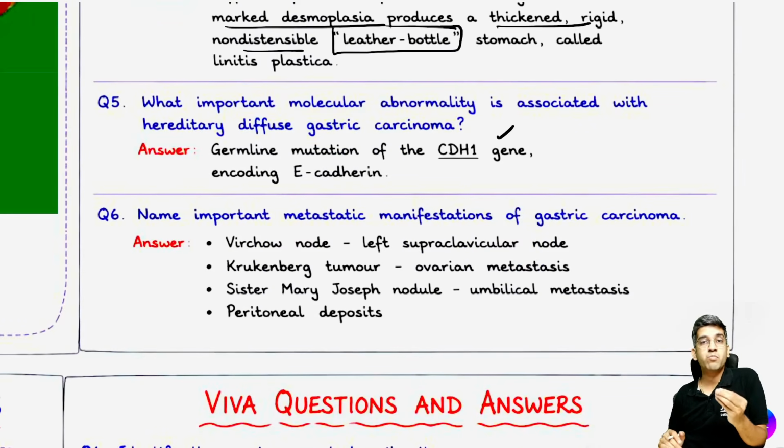Next are a few important manifestations. They may not ask you like this, name some metastatic manifestations. They may not ask you like that. The question will be, what is Virchow's node?